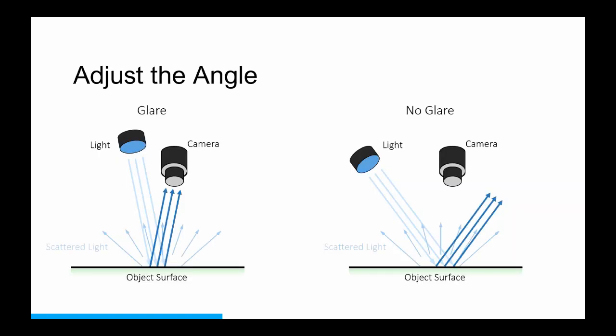The next option is to adjust the angle of the light. In this scenario, I have the light shining down, it hits my surface and reflects up into my camera, and that's what's causing my problems. If I just change the angle of my light slightly, I'm still capturing the scattered light the same way, but now that direct reflection is going away from my camera, it's not causing that problem, and I'll have a much more even image.